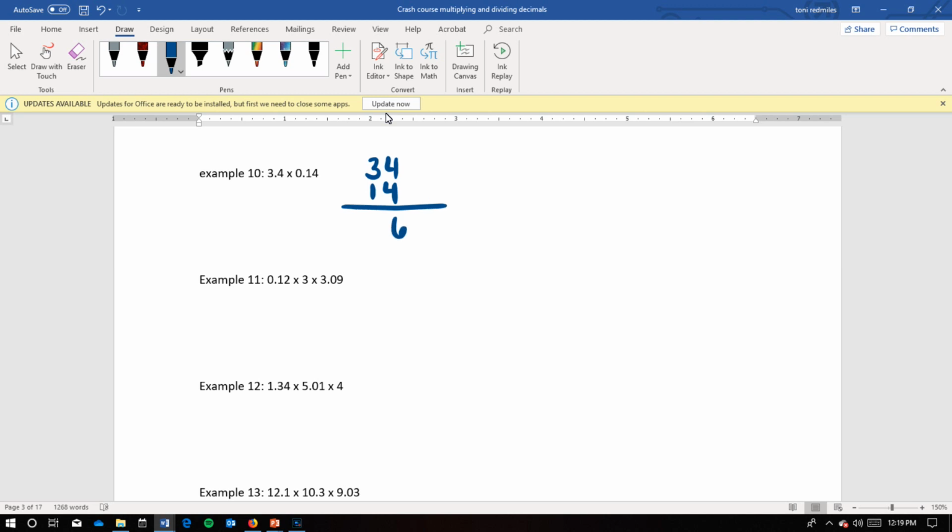4 times 4 is 16. 4 times 3 is 12, plus 1 more is 13. Got to be directly under this 1. 1 times 4 is 4. 1 times 3 is 3. Let's add. 6, 3 and 4 is 7. 1 and 3 is 4. And I have 3 decimal place values all together. So 1, 2, 3.